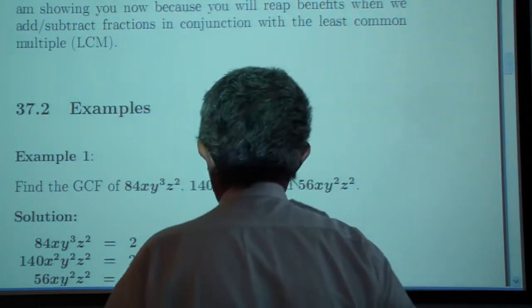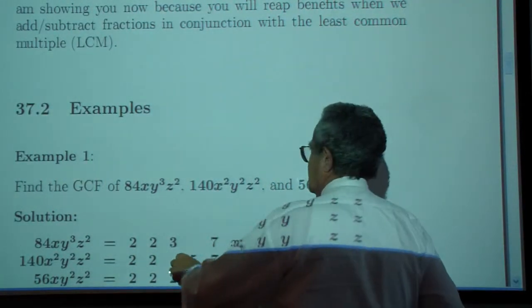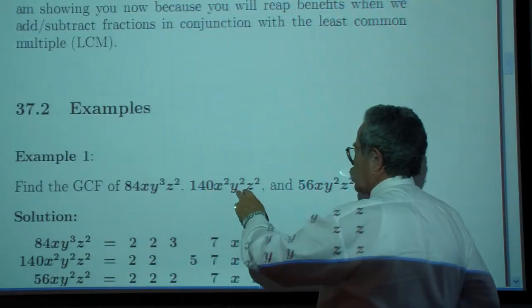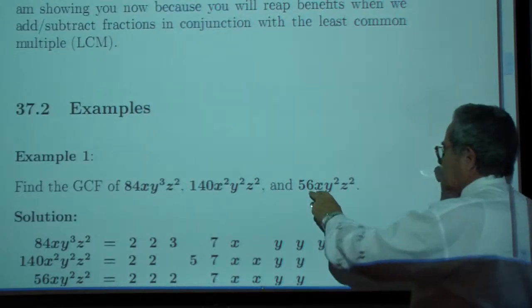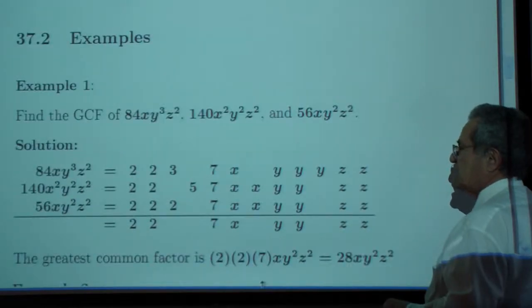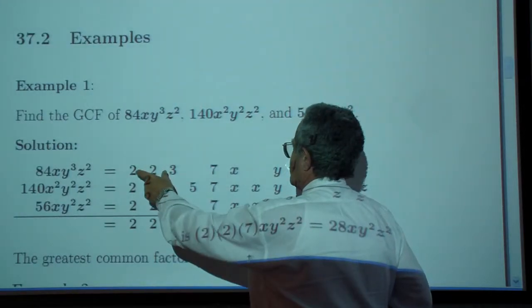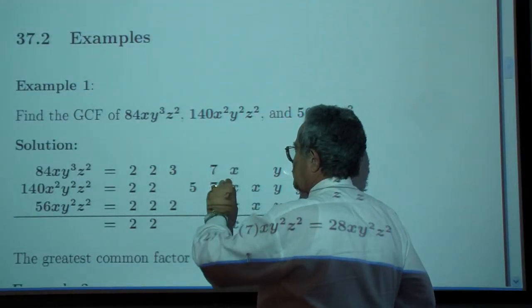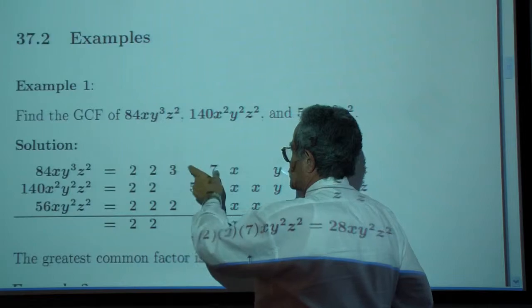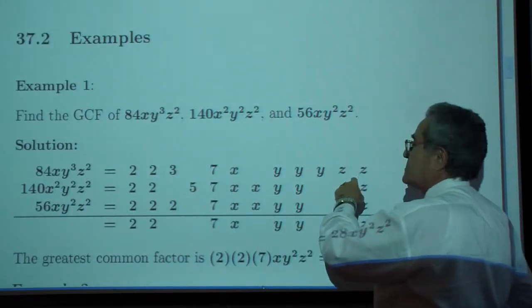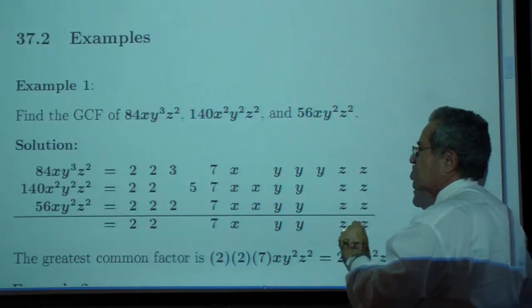Examples. Example 1. Find the greatest common factor of 84xy cubed z squared, 140x squared y squared z squared, and 56xy squared z squared. Do a prime factorization. You have 8 times 3 times 7. You have 4, which is 12 times 7.